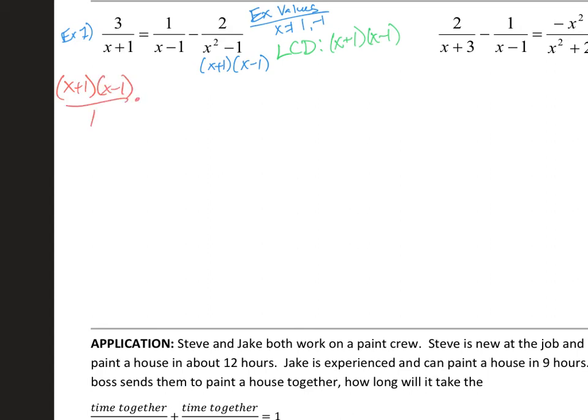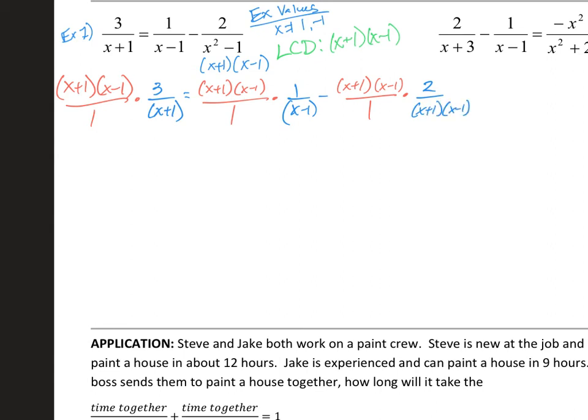I'm going to multiply that by the first term, which is 3 over x plus 1. I am going to set that equal to, then, my LCD, which is x plus 1, x minus 1 over 1, times the first term on the right-hand side, which is 1 over x minus 1, okay, minus my LCD, which happens to be x plus 1, x minus 1 over 1, times my original term in the problem, which is 2 over x plus 1, x minus 1.